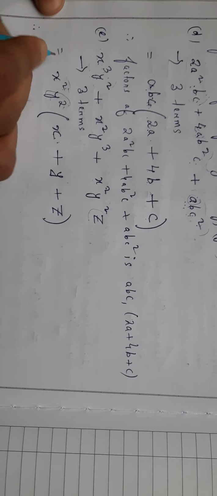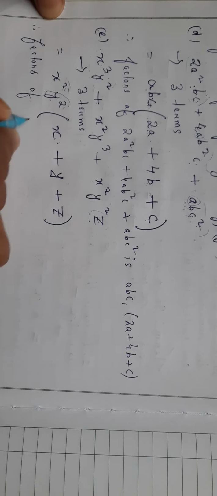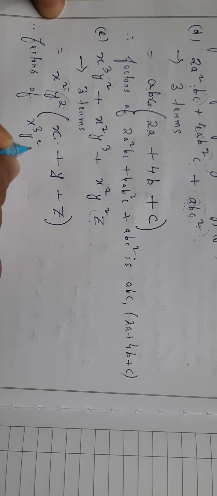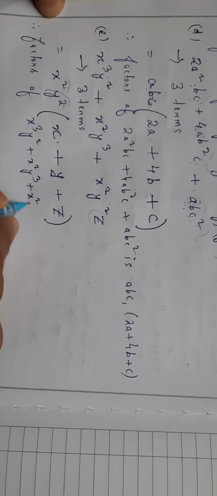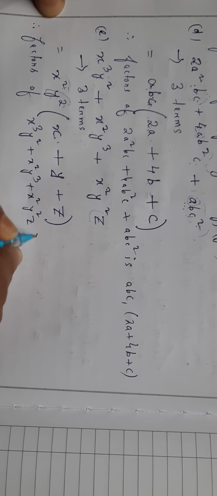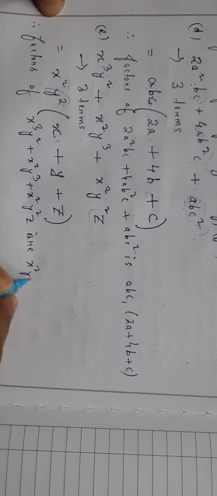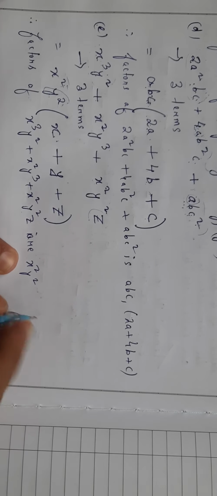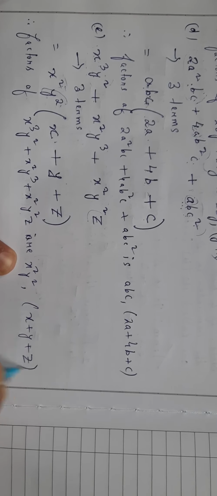Therefore factors of x cube y square plus x square y cube plus x square y square z are x square y square, comma x plus y plus z.